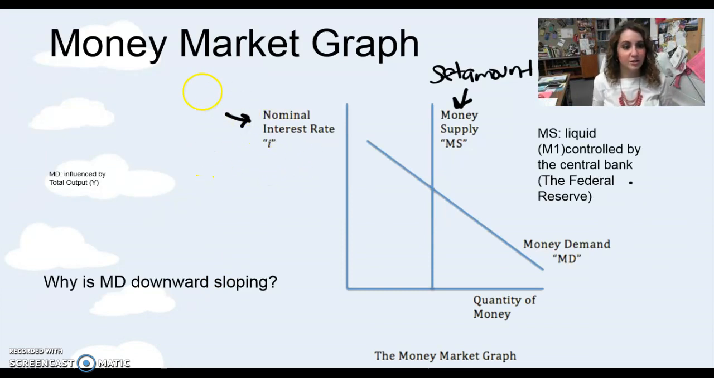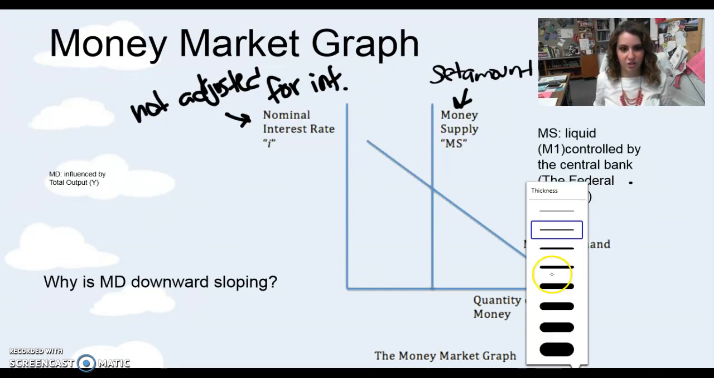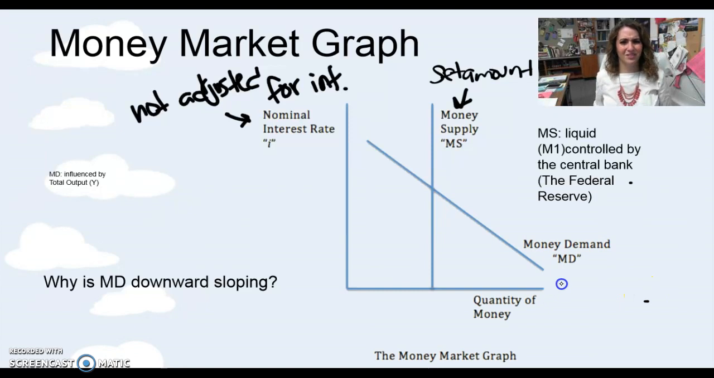So this is nominal interest rates. Remember, it is not adjusted for inflation. That's what nominal means. It has inflation in it because it's money that's in circulation. Money in circulation has inflation in it, because how would that even be adjusted? I don't even know. So money supply, we know why it's vertical, because that's a set amount of M1 money supply.